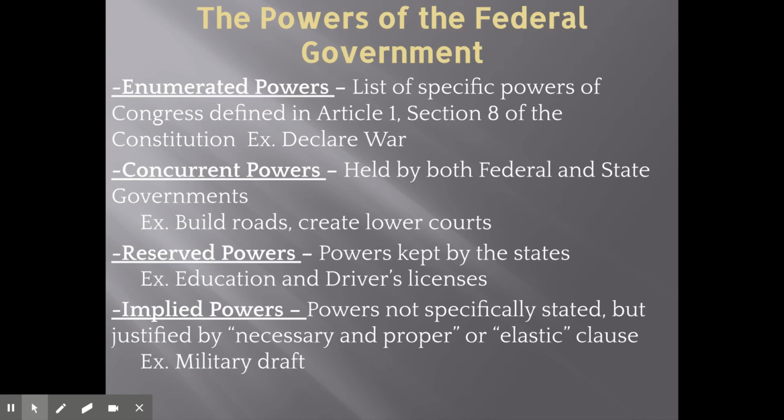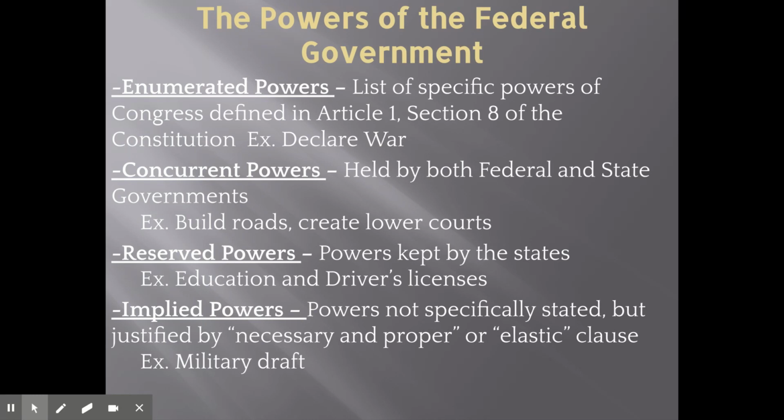You have concurrent powers. These are shared by the federal and the state governments. Let's say that you're talking about if you like a certain TV show and someone says, I concur, you both hold that same feeling. So both federal and state governments have these powers, like building roads and creating lower courts. Then you have the reserved powers. These powers are reserved or kept by the states, like education and driver's licenses. If you look at your driver's license, if you don't have one yet, look at someone else's. It's going to say North Carolina on it.